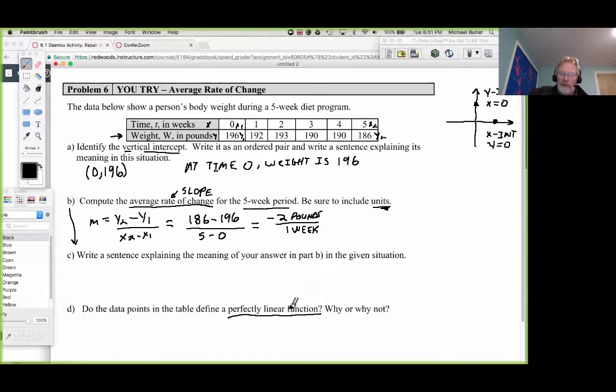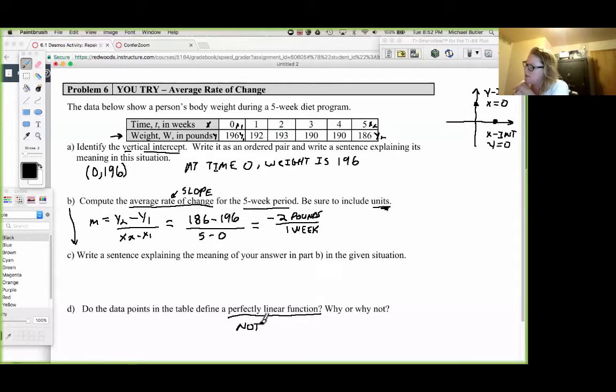So that previous problem that we did, the very first one that we worked on, that was perfectly linear because we kept getting the same slope no matter which 2 ordered pairs we picked. In this case, that's not true. The slope's changing depending on which 2 ordered pairs we pick, right? So this is not. No, it's not perfectly linear.